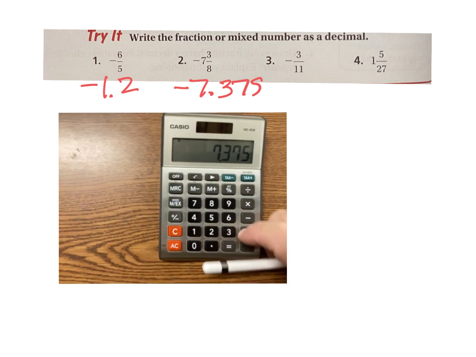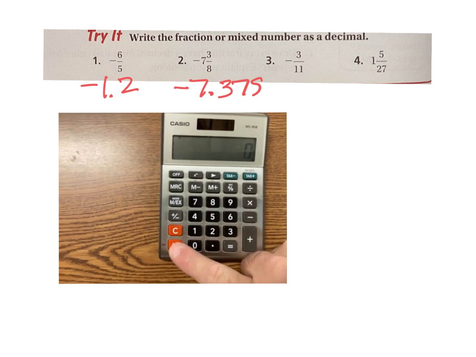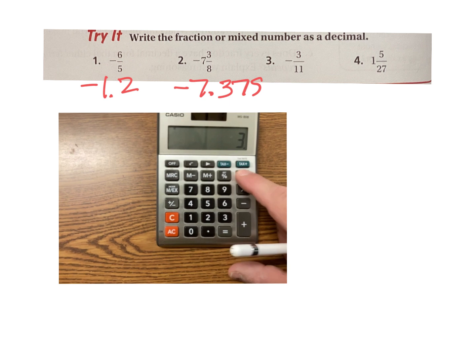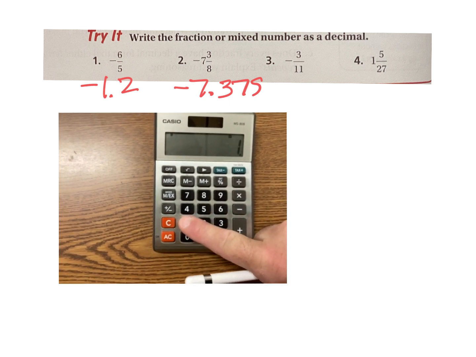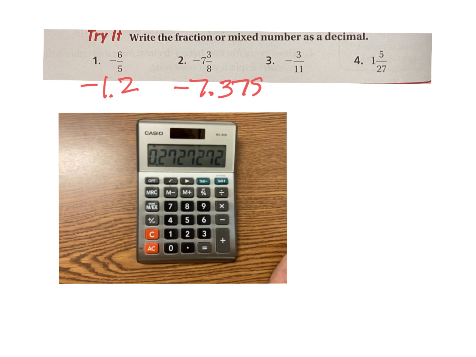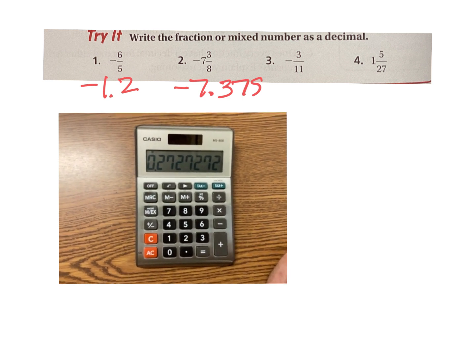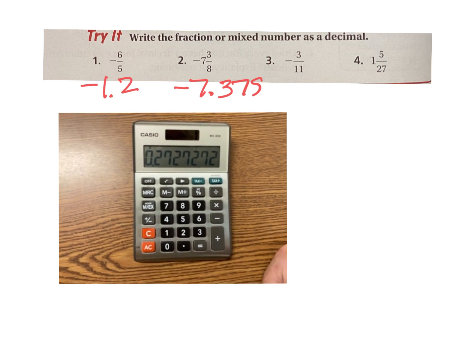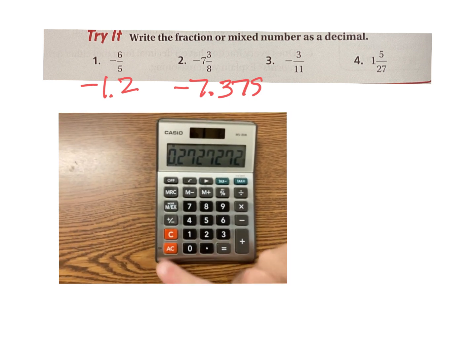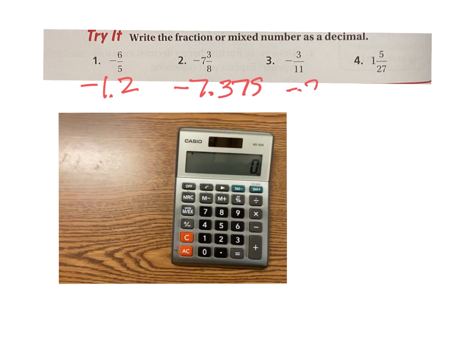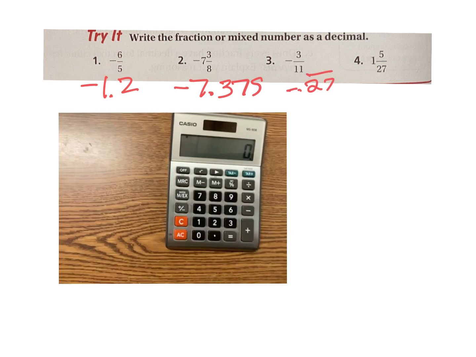Now, let's look at negative 3/11ths. So I'm going to take the 3, and I'm going to divide it by the 11. And I push equal. And you can see that there's a repeating part of it. So 0.27, 27, 27, 27, and a calculator can only go so far, so we know the 27's repeating. So that would be a negative 0.27, that repeats.